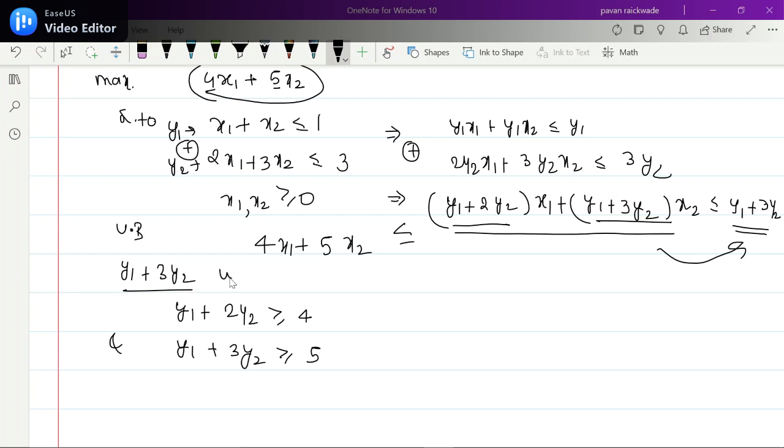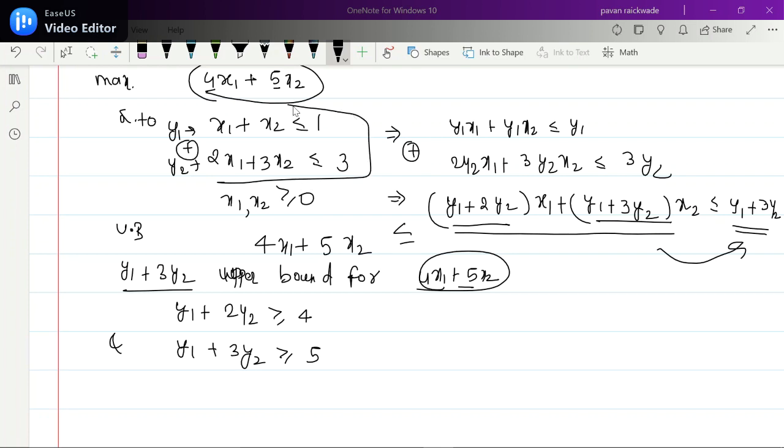an upper bound for our objective function, which is 4x1 plus 5x2, right? And we have to find the supremum of this function as long as x1 and x2 are in this domain. As we know by the definition, the supremum is the least upper bound. So in a sense, for finding the supremum or the maximum value of this function, we can alternatively find the minimum value of this function for y1 and y2 satisfying these constraints, right?